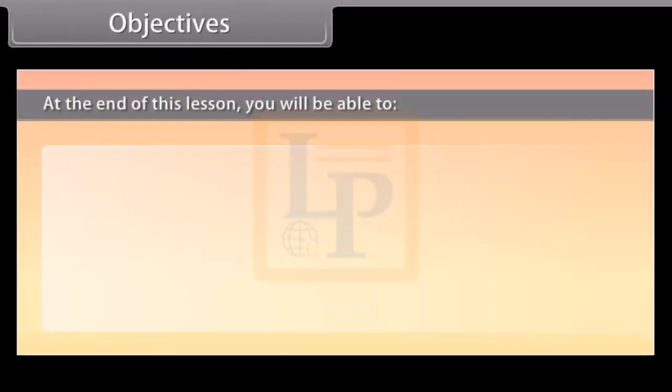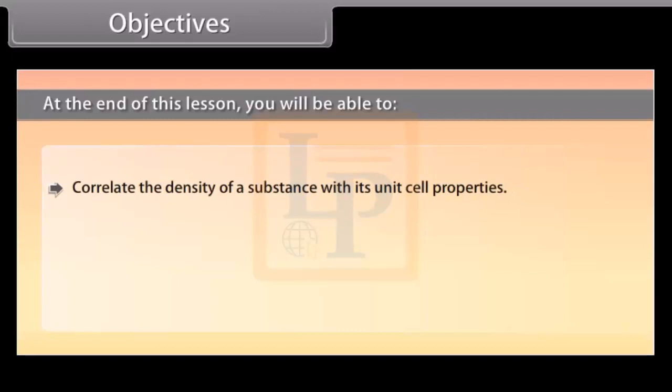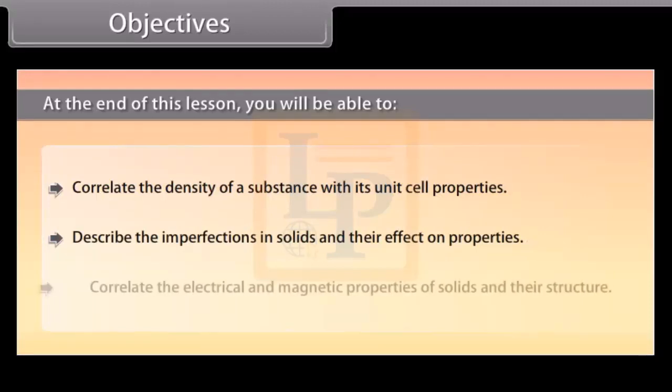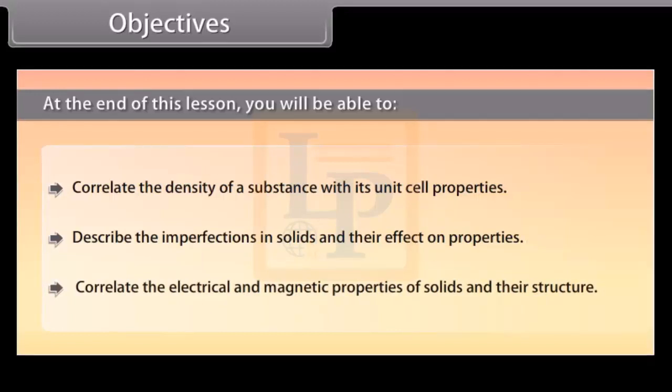Objectives. At the end of this lesson, you'll be able to correlate the density of a substance with its unit cell properties, describe the imperfections in solids and their effect on properties, correlate the electrical and magnetic properties of solids and their structure.